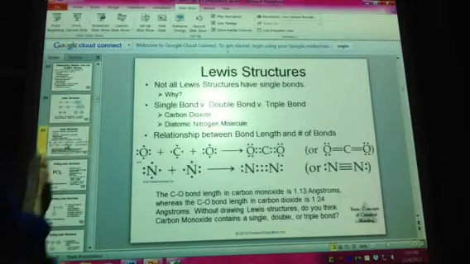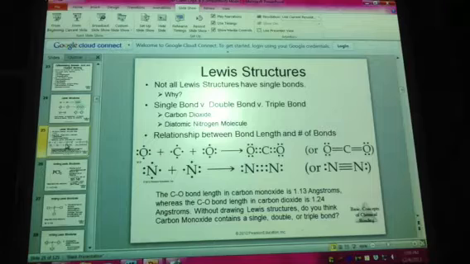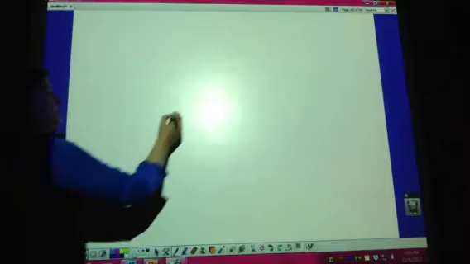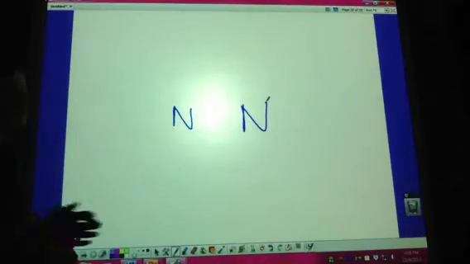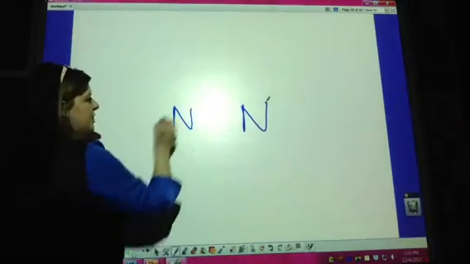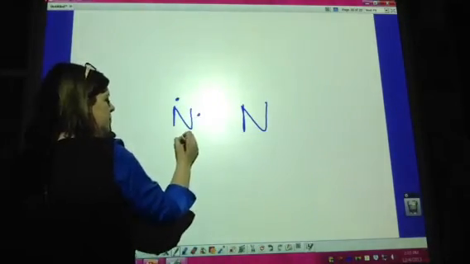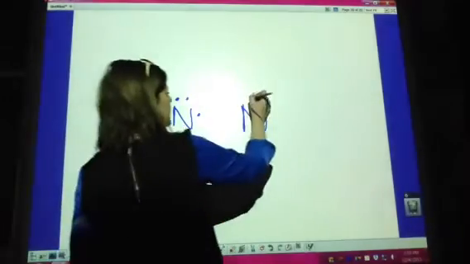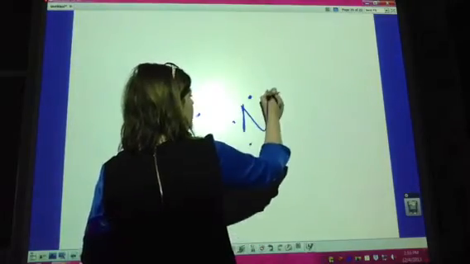Because that single bond is representative of 2 electrons. So not all Lewis structures, though, are going to have single bonds. We could have a double bond, or we could have a triple bond. So in our diatomic nitrogen molecule, for example, let's look at that one. So we have N and N. I want to write, first of all, just the Lewis structure of each individual nitrogen atom. So I would have 1, 2, 3, 4, 5, because nitrogen has 5 valence electrons. I'm going to do the same thing over here. 1, 2, 3, 4, 5.